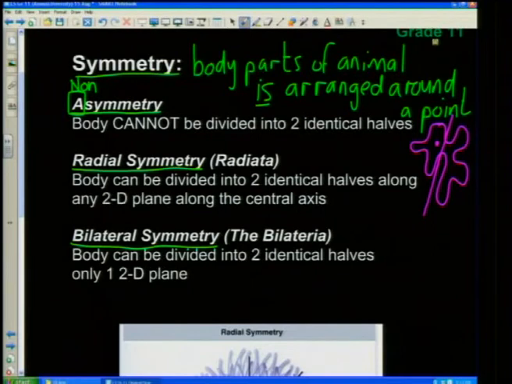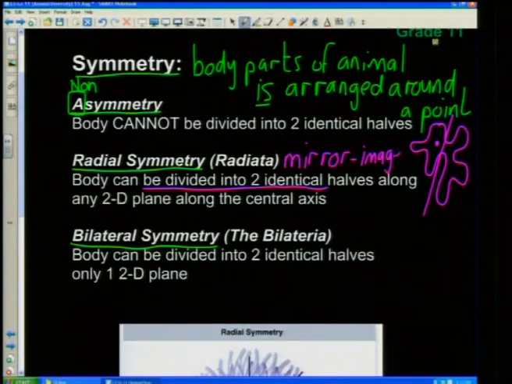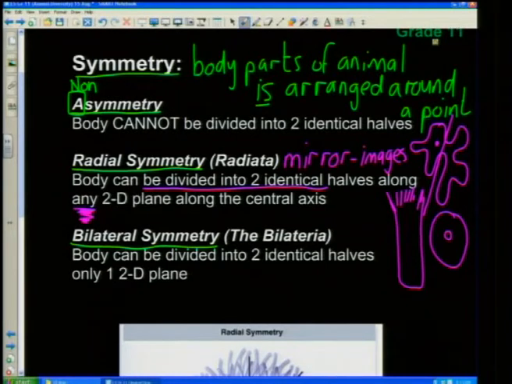Let's look at the next one, which is radial symmetry. The body can be divided into two identical halves, we can also say two mirror images. So the one half is going to look like the other half along any, the emphasis is on that word, any 2D plane along the central axis. Now I'm going to talk about a little animal later on called the Hydra, with the tentacles. If I look at that animal from the top, it's got a central axis in the middle, and it's got all these tentacles around. If you cut this animal into two identical halves, you can do it along that plane, or along that plane. Each time, you're going to get two identical halves. So that's got to do with radial symmetry.